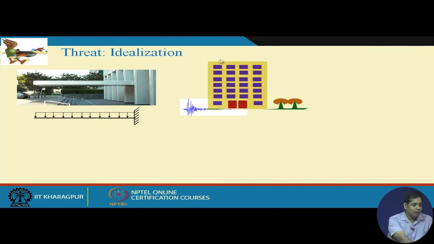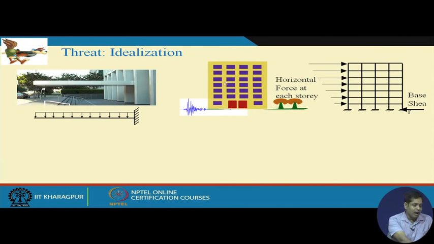Similarly, if it is earthquake load, it can be idealized as horizontal load at different stories. If you move up from the ground, the magnitude of the load increases. So this grid structure that you can see is the idealization of your actual structure, and then these arrows which show the horizontal forces on the structure are the idealization of the earthquake load. So this problem is now idealized as this.